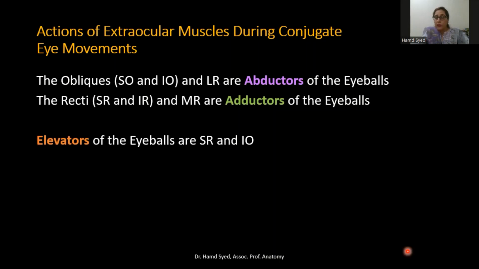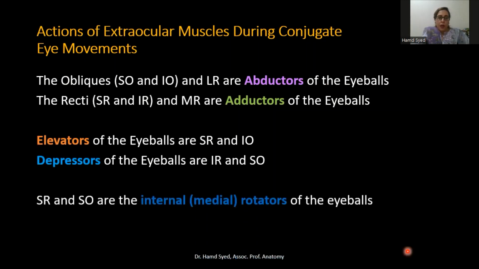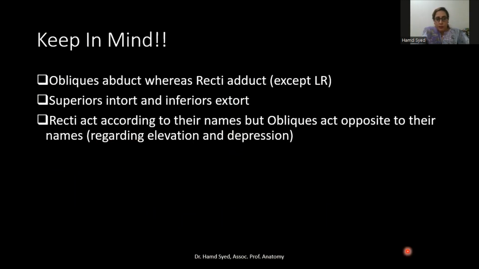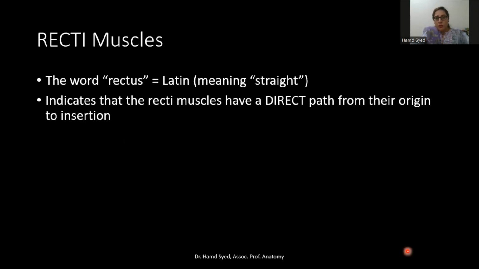Elevators of the eyeballs are superior rectus and inferior oblique, but depressors of eyeballs are inferior rectus and superior oblique. SR and SO are both the medial rotators of eyeballs, and IR and IO are the external rotators of the eyeballs. So just keep in mind that the obliques abduct the eyeball, but recti, all of the recti except lateral rectus, adduct the eyeball. And the superiors intort, and inferiors extort the eyeball. The recti act according to their names, but obliques act opposite to their names when we are considering the action of elevation and depression. So this is how we can remember the main actions of these muscles.